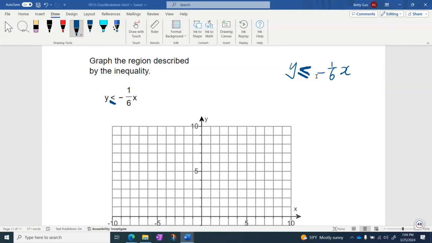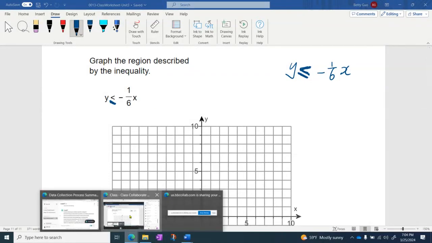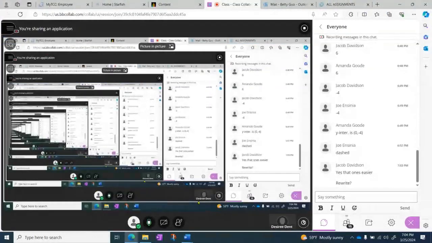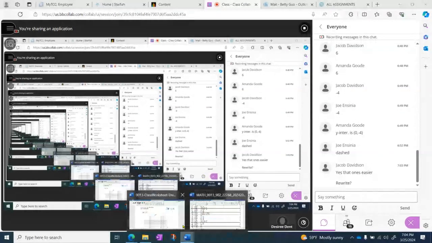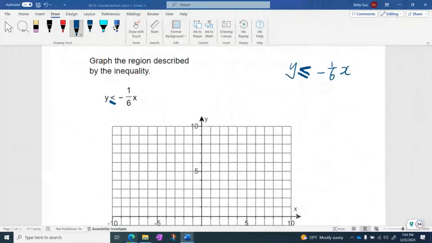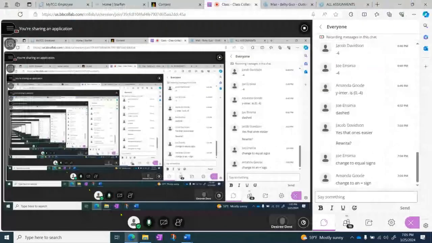Our goal here is to graph the solution set. In Pearson, they worded the problem as graph the region described by the inequality. Same thing. Rewrite what? Rewrite the inequality symbol as an equal sign. You're right, we're going to rewrite the inequality symbol as an equal sign.